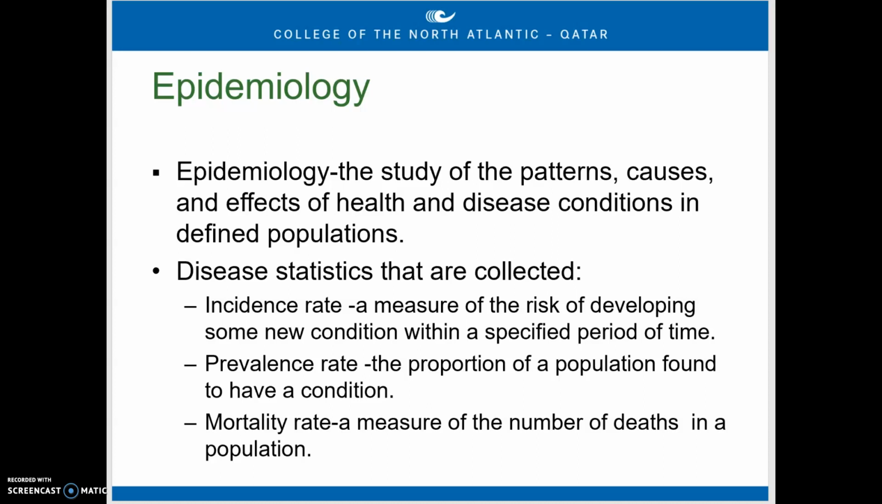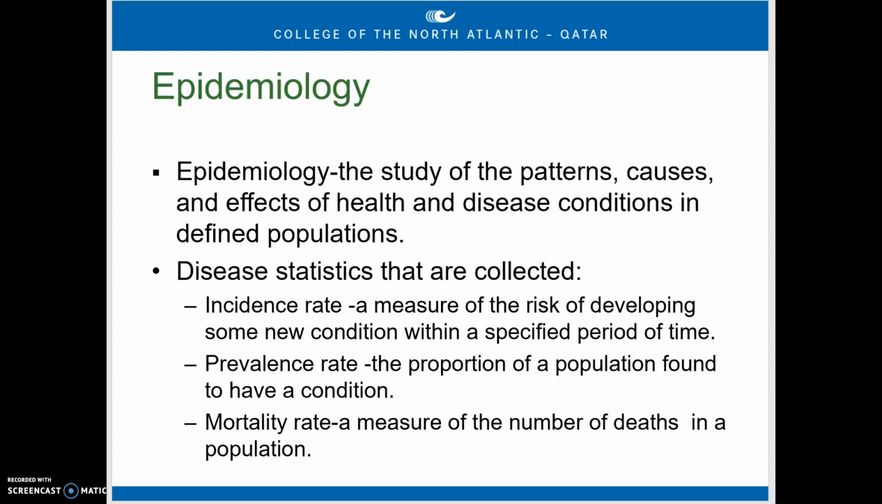So some of the things that we will look at is the incidence rate. The incidence rate is a measure of the risk of developing some new condition within a specific period of time. So when we're looking at COVID, for example, and I'll probably use COVID for a lot of these examples, we're looking at how often, or what's the risk of being exposed to or contracting COVID if we were in the classroom for a certain amount of time. This would be the type of thing that epidemiologists would look at.